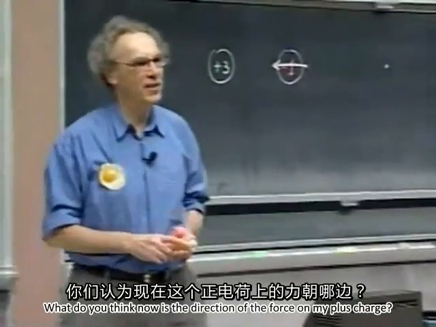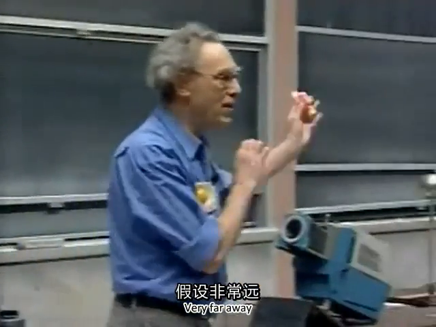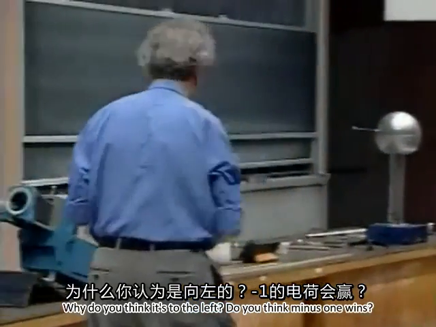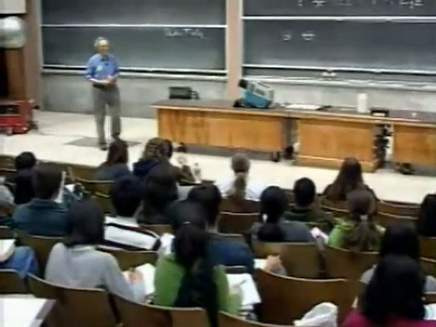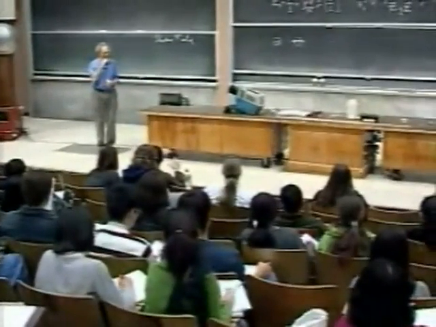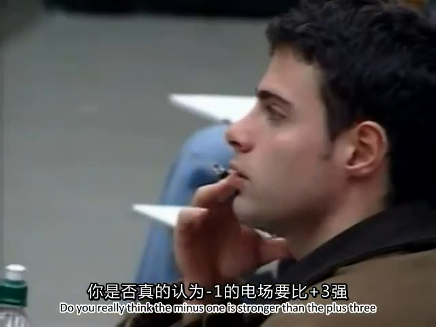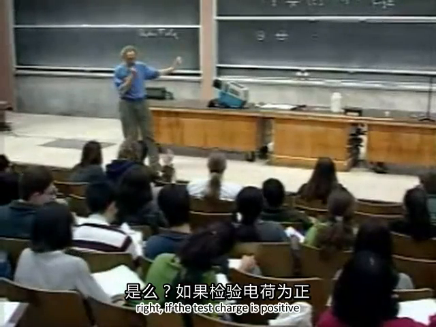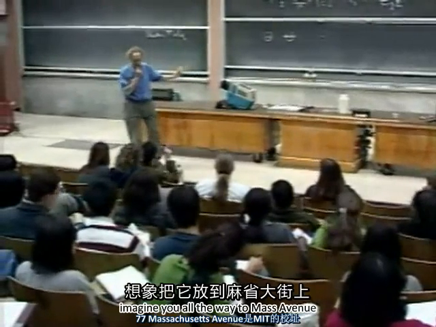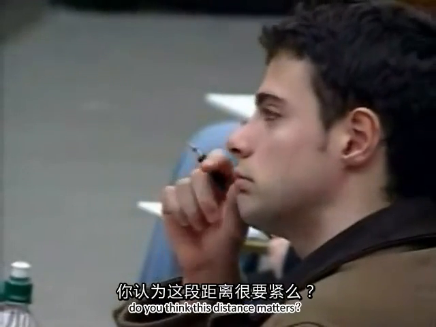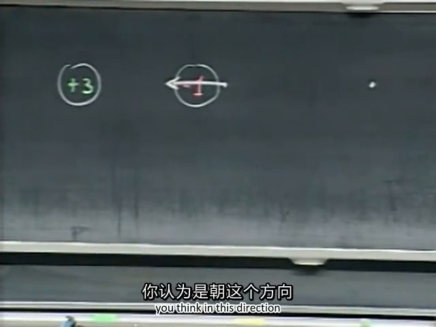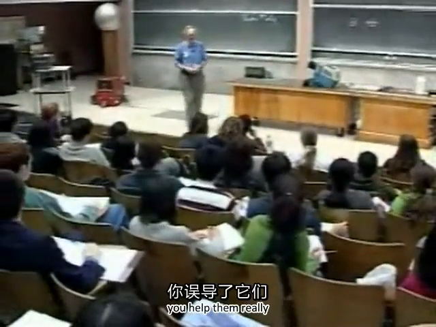What do you think now is the direction of the force on my plus charge? Very far away. Excuse me? Why do you think it's to the left? Do you think -1 wins? So you really think the -1 is stronger than the +3, because the +3 would push it out, and the -1 tries to lure it in, right, if the test charge is positive. Imagine you all the way to Mass Avenue. You think that this distance matters? Who thinks the force is in this direction? Who thinks it's in this direction? Very good. You've helped them, really.